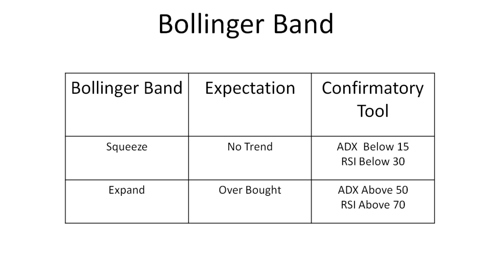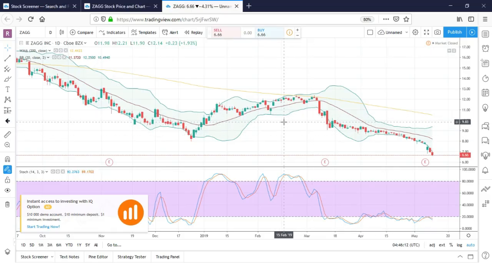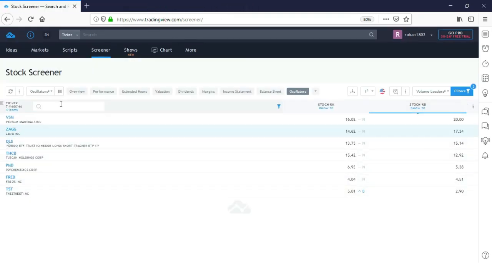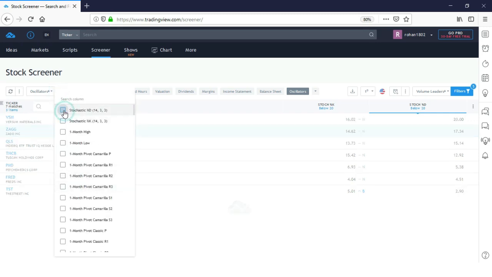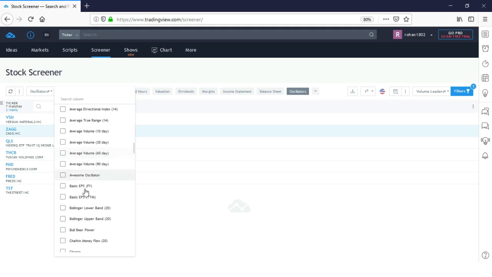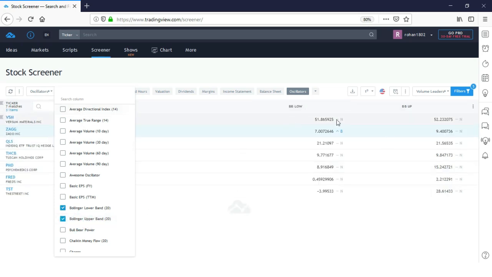If you want to go for the expansion, then you can use ADX above 50 or RSI above 70 or below 30, and we can easily identify the Bollinger Band expansion conditions. So we can easily identify this with the help of a chart, and we want a stock filtration. The first stock filtration that we want is the price above the upper Bollinger Band, that is the band upper, and the band lower.